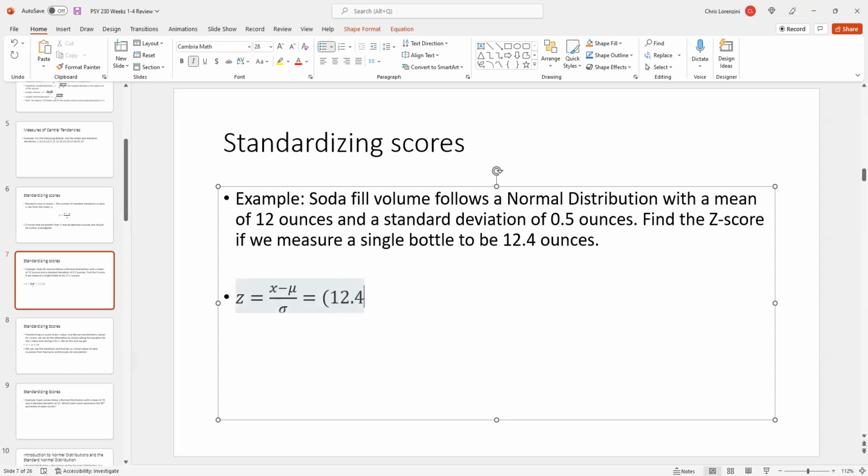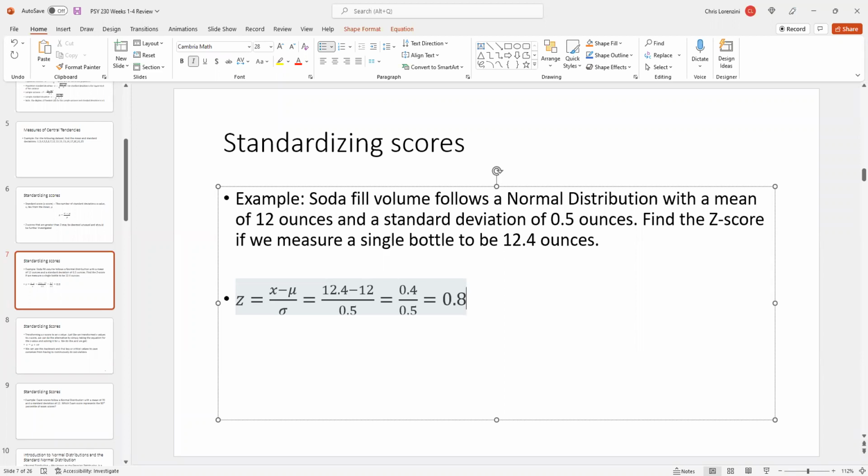So my measurement value was 12.4. My population mean comes from a normal distribution with a mean of 12 ounces, so that's 12. And the population standard deviation comes from a normal distribution with a standard deviation of 0.5. From this point, I just do the math. 12.4 minus 12 is 0.4, divided by 0.5, which gives me 0.8. So the z-score for a measure of 12.4 is 0.8.